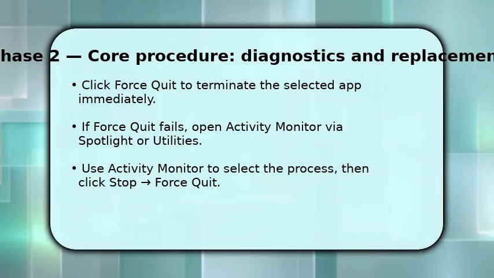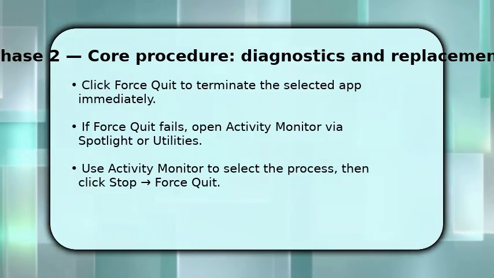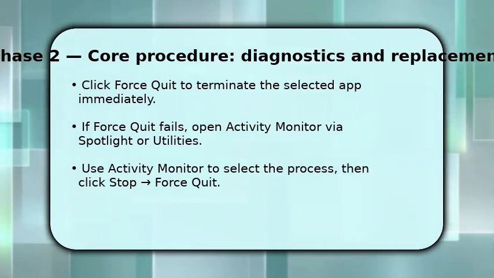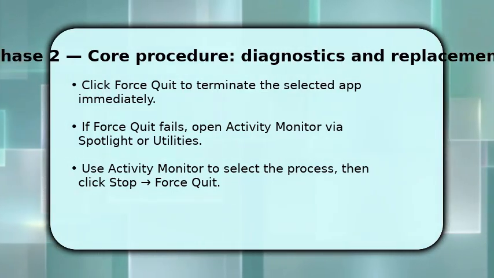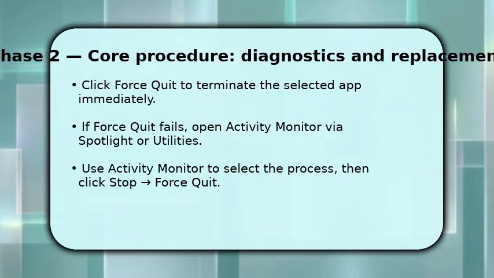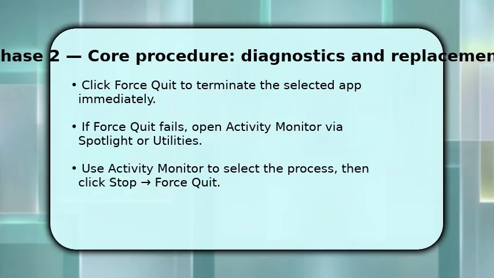In Activity Monitor, sort by CPU or memory to find the stubborn process. This reveals background helpers that may hold a lock. Select the process, click the stop icon, and choose Force Quit to send a signal.